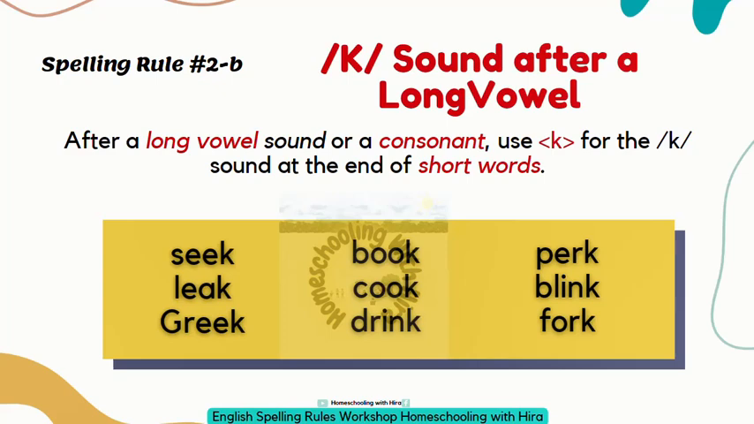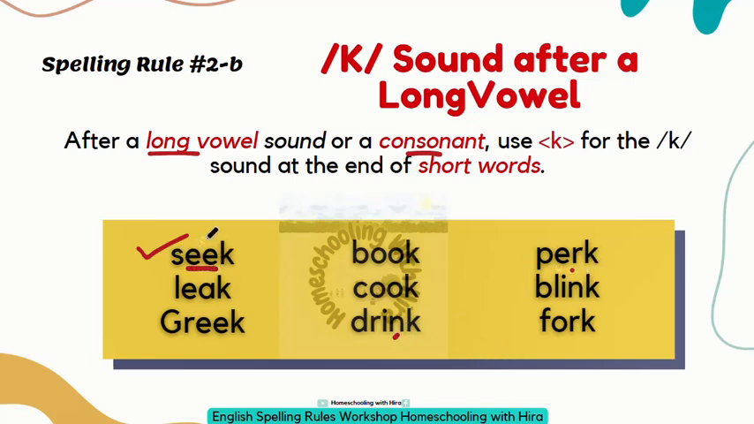Now we have spelling rule 2B. It is about the k sound after a long vowel. Okay. So after a long vowel or a consonant, use letter K for the k sound at the end of short words. Short words is the same thing in 2A and 2B, but in 2A, we were dealing with the short vowel sounds. In 2B, we are dealing with the long vowel sounds or a consonant before the k sound.